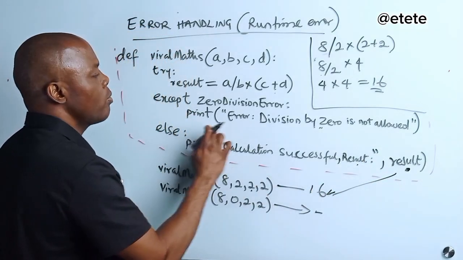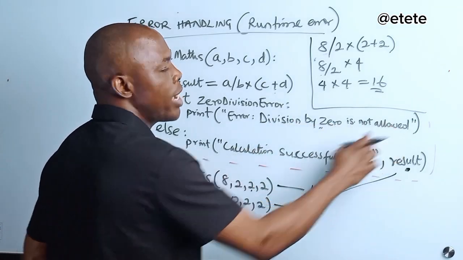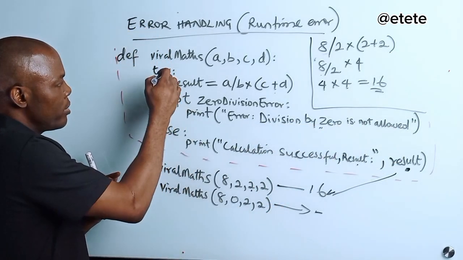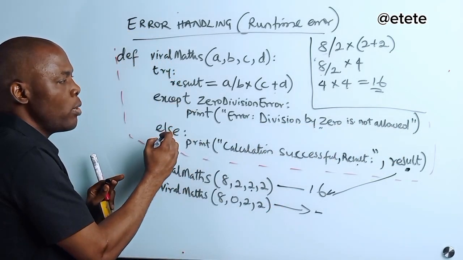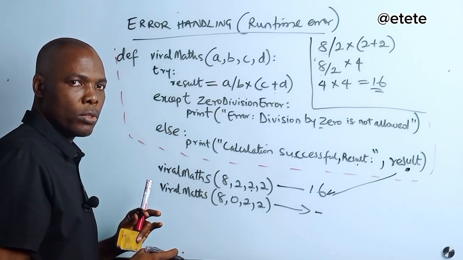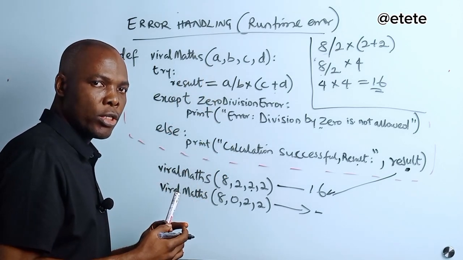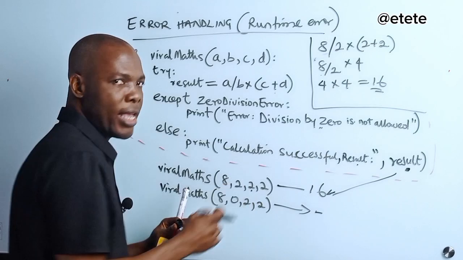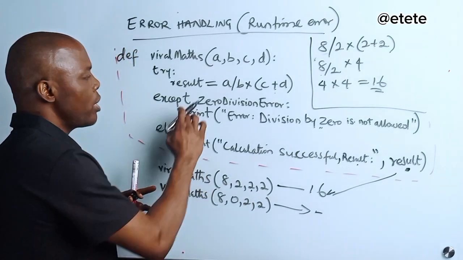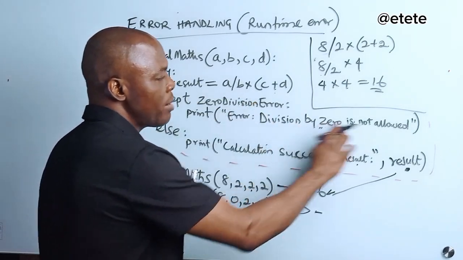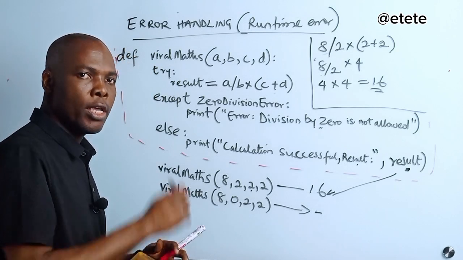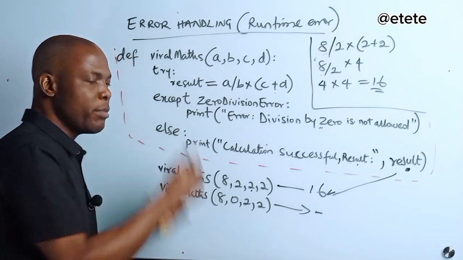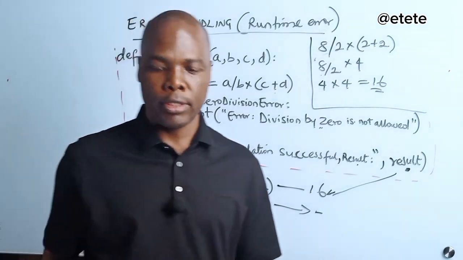Why this one will print out division by 0 is not allowed. So you are using the try except else block to capture your output. If the calculation is done successfully, it will print out the else block. If there's an error, it will capture the error and print out this error message on the screen. So let's go to PyCharm and let me demonstrate this for you to see.